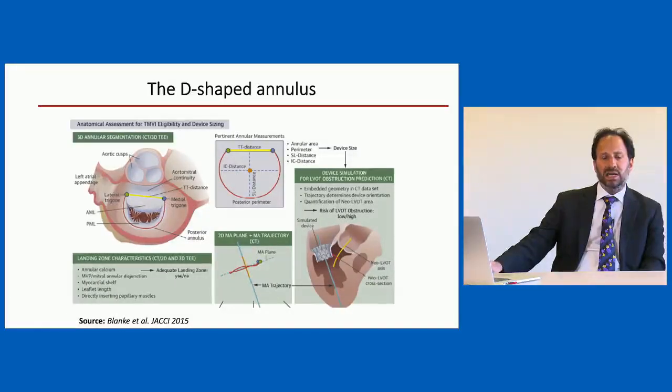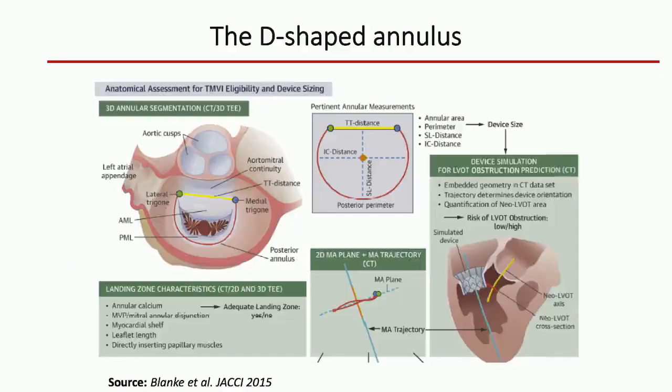There are recommended techniques for planning transcatheter mitral valve intervention, and the most commonly employed is that published by Blanke et al. in JACC 2015. This essentially describes the mitral valve annulus as a D-shaped annulus. You can see here on the left-hand image that we can take a number of different measurements of the mitral valve annulus: the lateral to medial trigone distance, the annulus area, the annulus perimeter, the septal to lateral distance, and also the intercommissural distance.